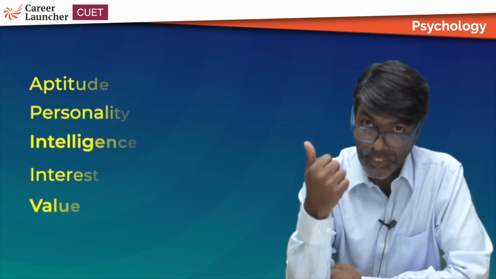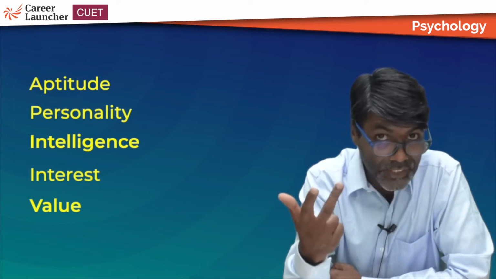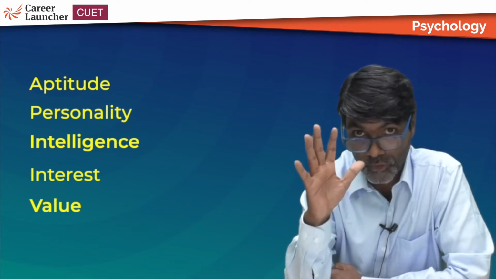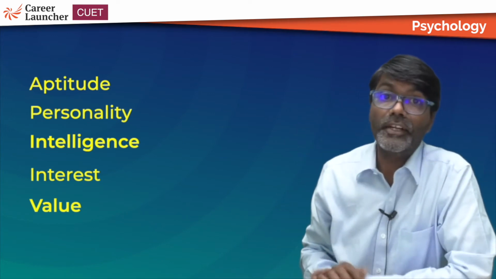So, to wrap this up again, as a summary, personality, aptitude, intelligence, interest and values are the 5 dimensions of psychological attributes. Hope this is clear. इन पांचों का अच्छी तरह से fundamentally समझकर examples के साथ आगे बढ़ने से it will be great.